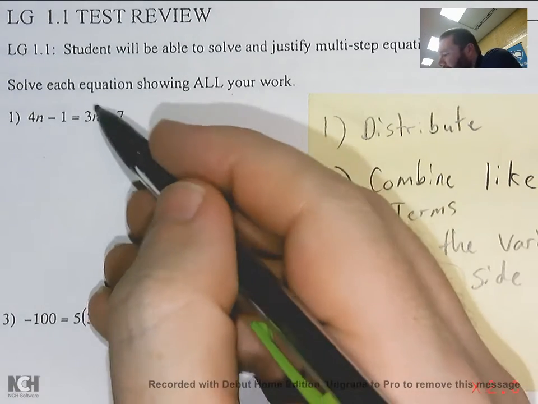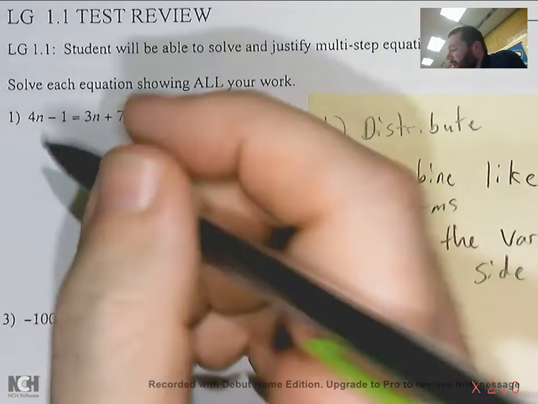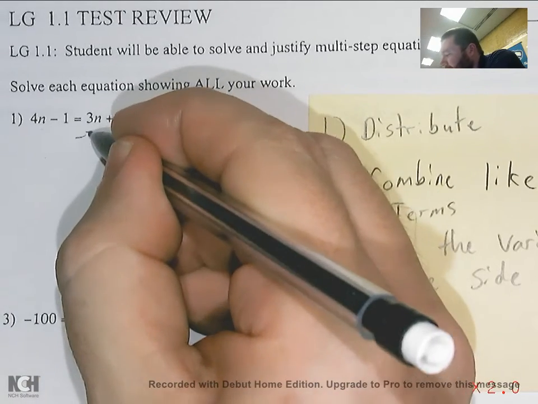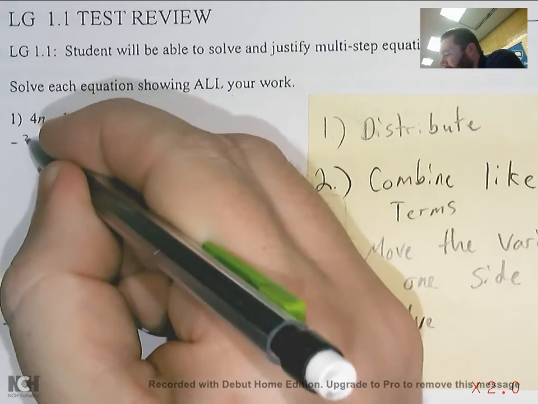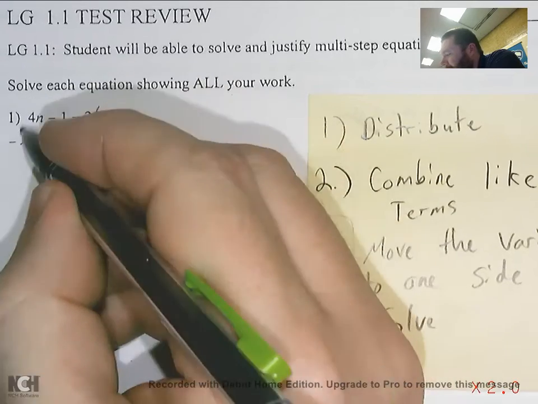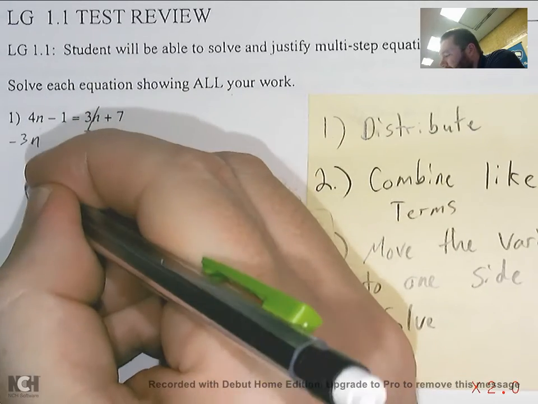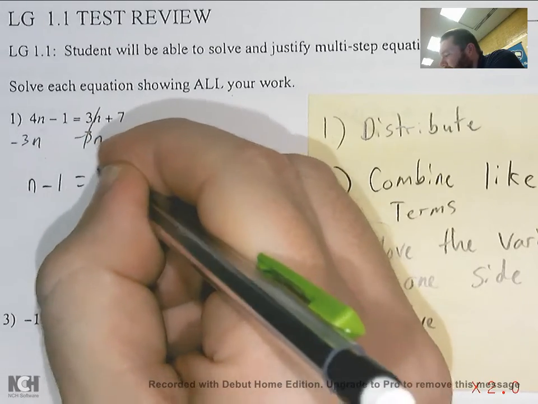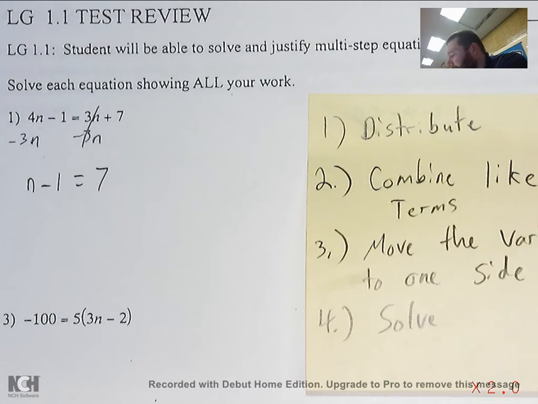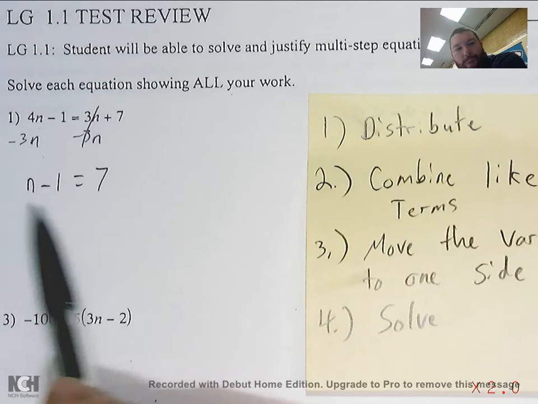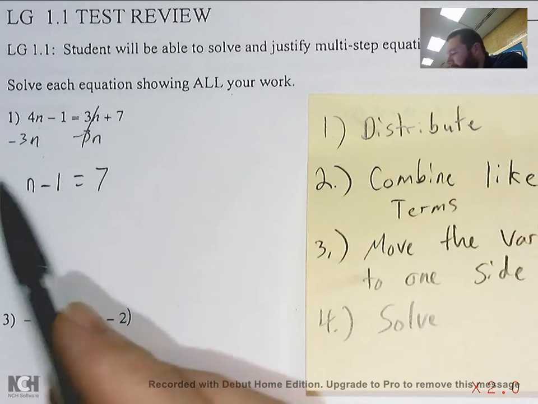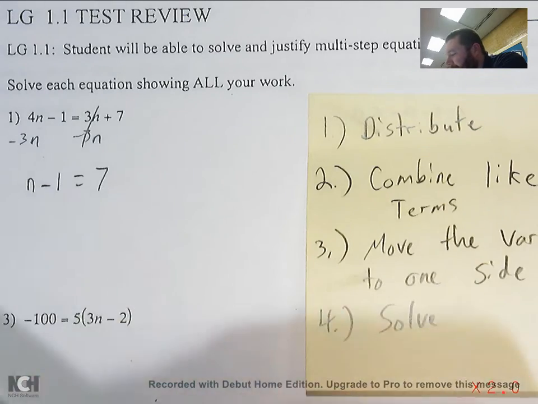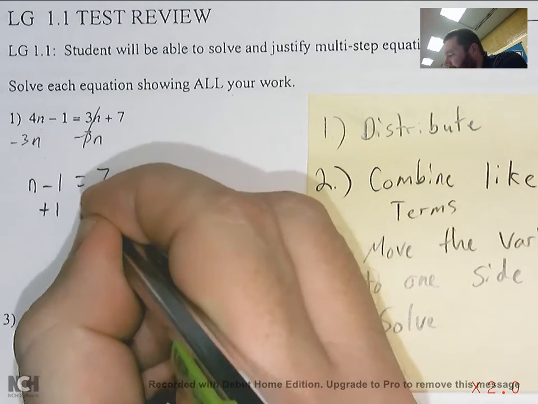So if I want to move this 3n here, it is positive. So to move it to the other side, I would subtract 3n from each side. And then it cancels out, and 4 minus 3 is 1. So I'm left with a singular n minus 1 equals 7. And now my last step is to just solve, and this is a 1-step equation, right? So to get rid of this minus 1, I would just add 1 to each side.